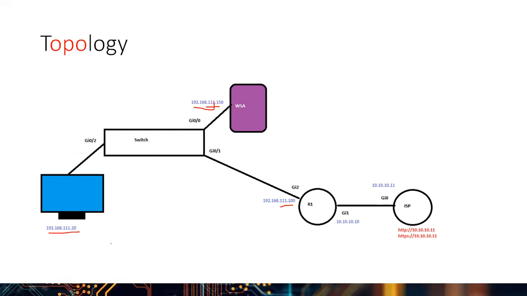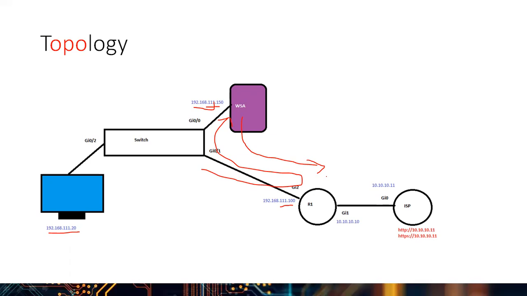So the proxy, which is 192.168.111.150, will be completely left unaware. The users will be accessing the websites as if without a proxy. But the router will be receiving the traffic and sending it to the WSA for inspection, and the traffic will be sent back by the WSA to the router to access the destination.